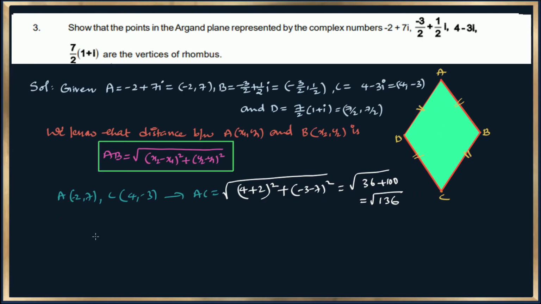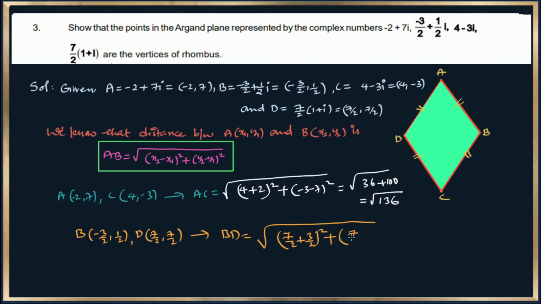This is our AC. Next BD. So B is minus 3 by 2 comma 1 by 2, and D is 7 by 2 comma 7 by 2. Now the distance between BD, under root x2, that is 7 by 2 minus of minus 3 by 2 whole square, plus 7 by 2 minus 1 by 2 whole square. 7 plus 3 is 10. 10 by 2 is 5. 5 square is 25. 7 minus 1 is 6. 6 by 2 is 3. 3 square is 9. That is root 34. Okay. So AC is not equal to BD. All sides are equal and diagonals are not equal. Therefore, the given vertices form a rhombus.